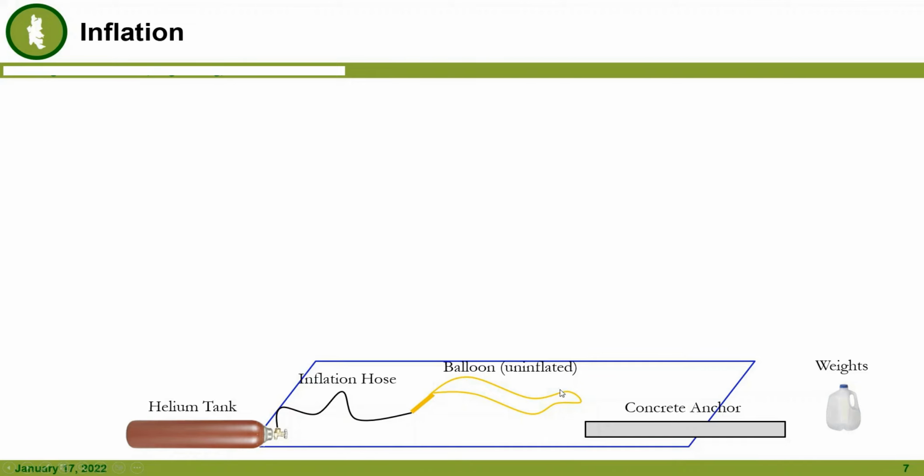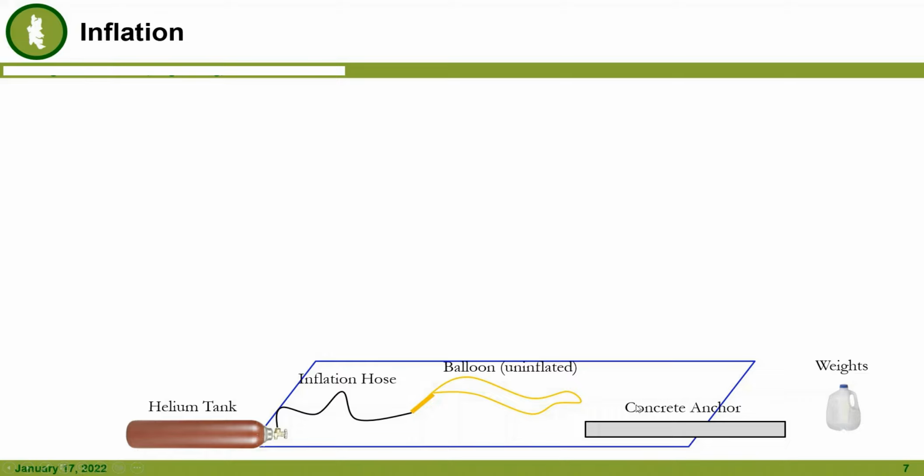Then we have the uninflated balloon. This is obviously the most important piece of the entire operation, and we want to lay that down on a nice, smooth, clean tarp. So you don't want to lay it directly onto the ground where you have the risk of some sharp object poking it or prodding it or damaging it. So you want this tarp down for protection.